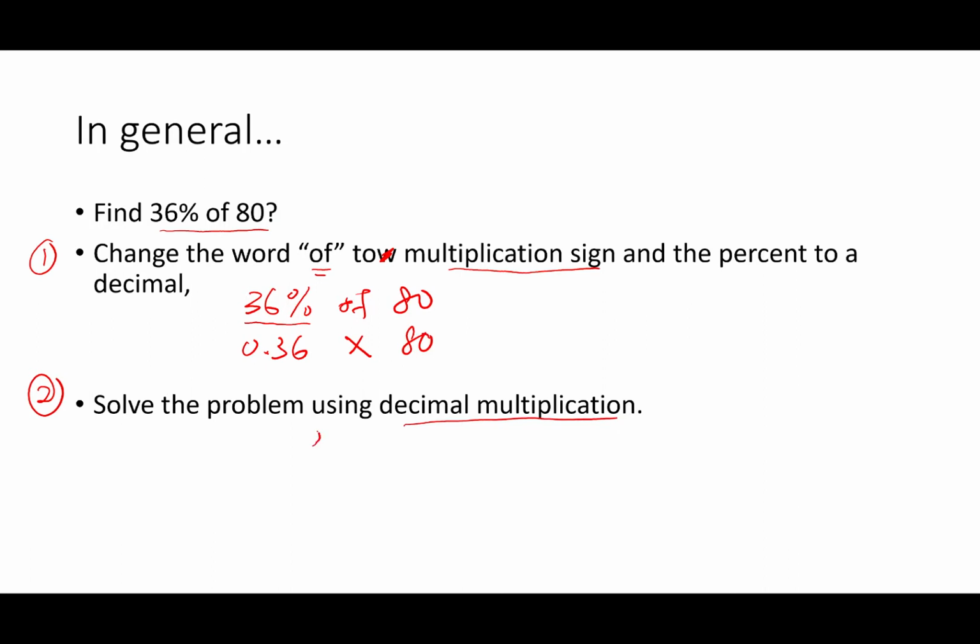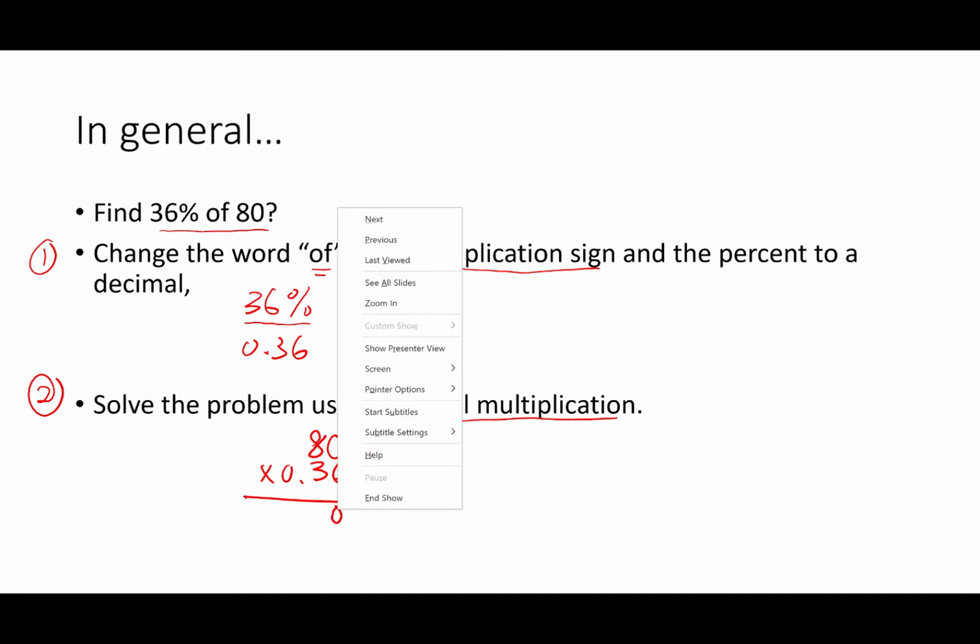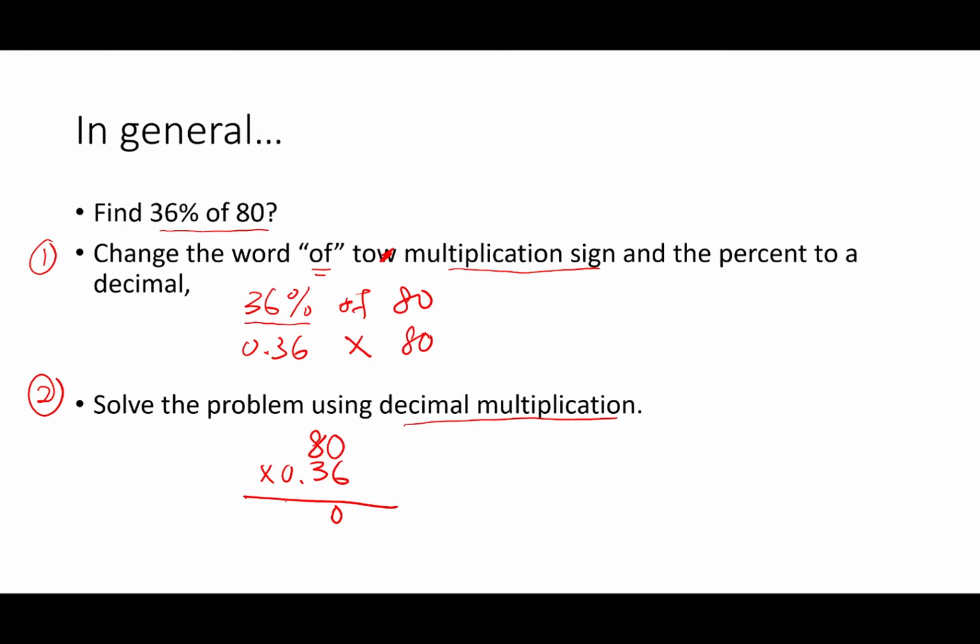So here we will have 80 times 0.36, right? So you can do the usual multiplication. You get 6 multiplied by 0, you get 0. And then 6 multiplied by 8, you get 48. Here's my 0. And then once you have done the multiplication for 6, you look at multiplication for 3. 3 times 0, 0. 3 times 8, 24, right? So therefore, you have 0, 8, 8, 2.